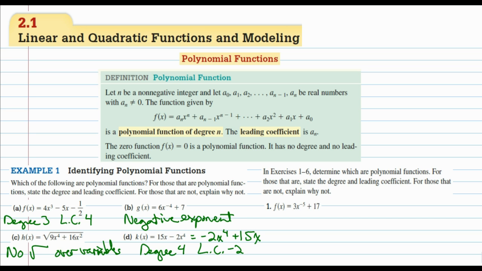The now try problem for example 1 is exercise 1. In exercises 1 through 6, determine which are polynomial functions. For those that are, state the degree and leading coefficient. For those that are not, explain why not. So, very similar to part B in example 1, I see a negative exponent. So this is not a polynomial. And we will say because, let's see, polynomials do not have negative exponents.